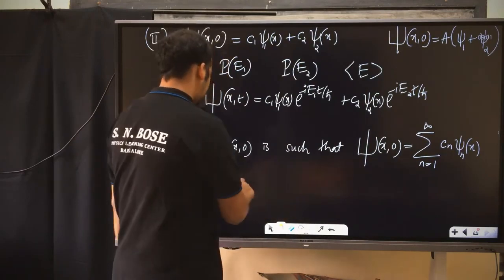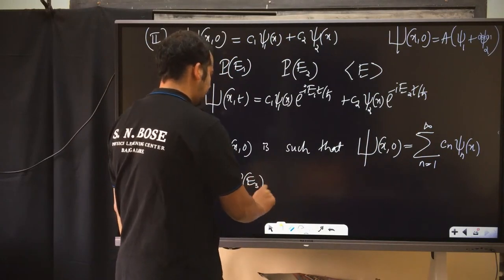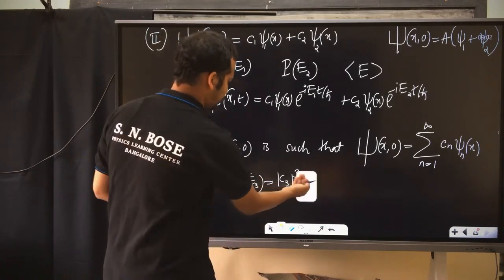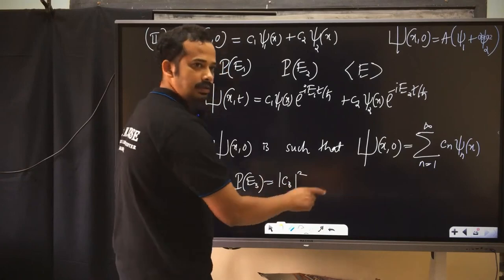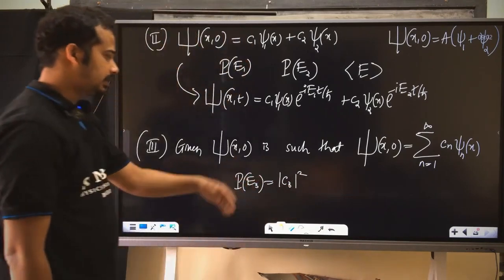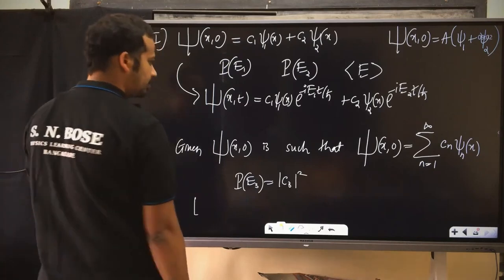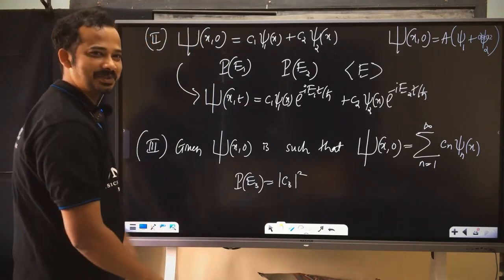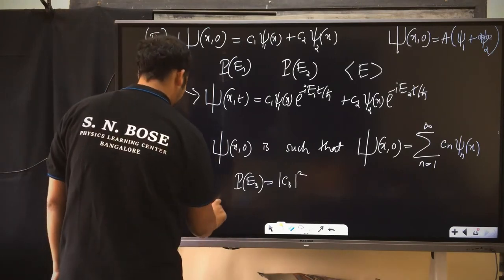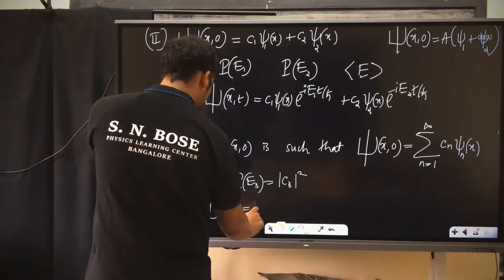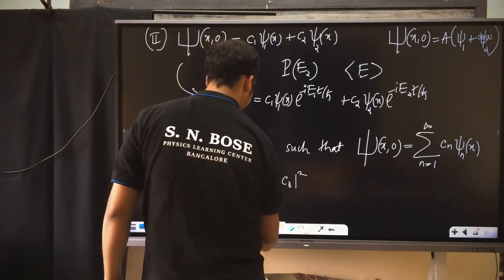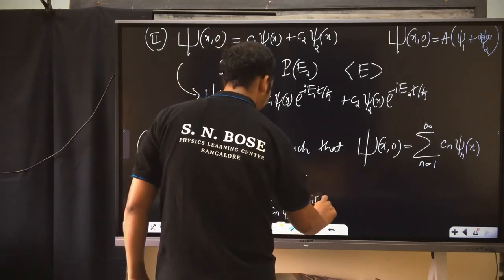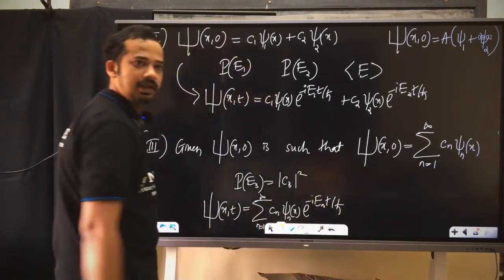Here also, they can ask what is the probability of getting, suppose, E3. What is that? Mod C3 square. They can ask any question. Or what is psi of x comma t? I don't think they will ask that because the options would be very lengthy to type. We know that one: psi of x comma t equals summation over n from 1 to infinity of Cn into psi n of x into e power minus i En t by h bar.